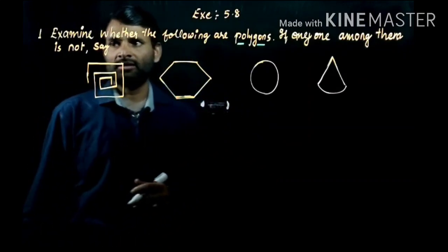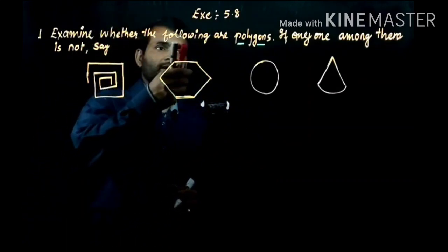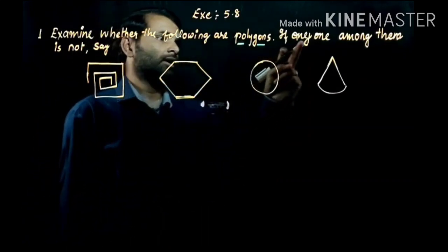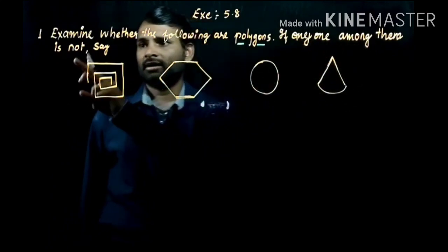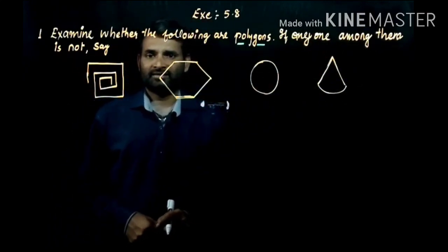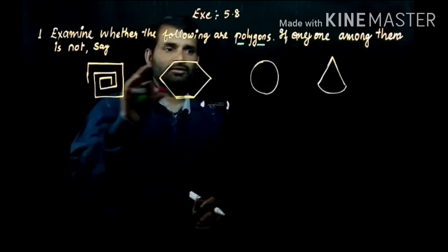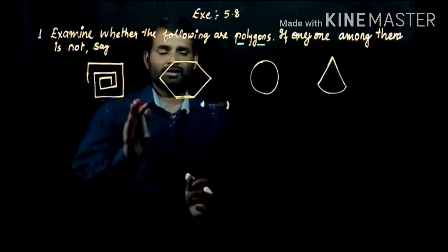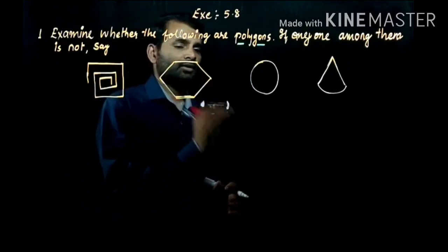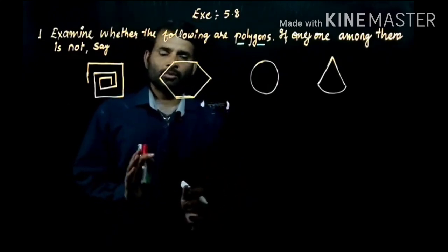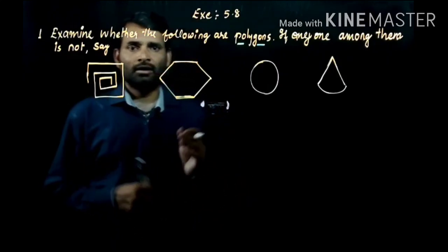Then the first question: examine whether the following are polygons. If any one among them is not, say why. It means they are given four diagrams, and we have to say which diagram is a polygon, yes or no, and why.